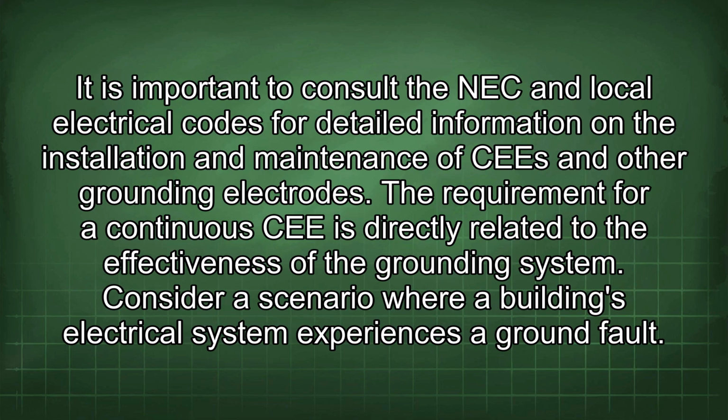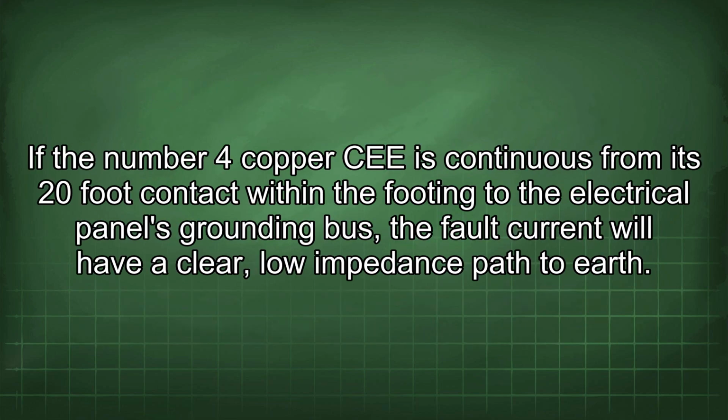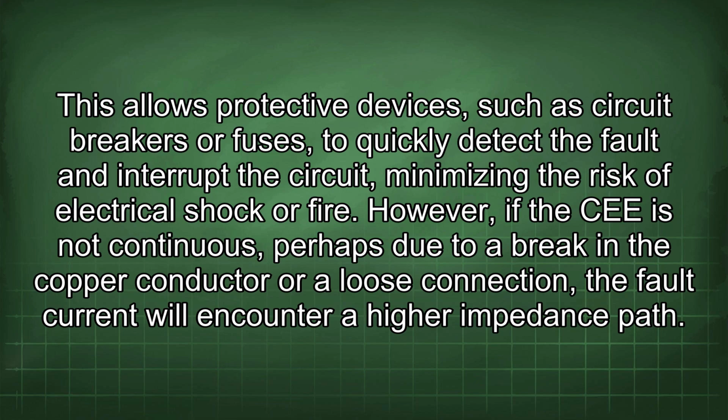Consider a scenario where a building's electrical system experiences a ground fault. If the number 4 copper CEE is continuous from its 20-foot contact within the footing to the electrical panel's grounding bus, the fault current will have a clear, low impedance path to earth. This allows protective devices, such as circuit breakers or fuses, to quickly detect the fault and interrupt the circuit, minimizing the risk of electrical shock or fire.